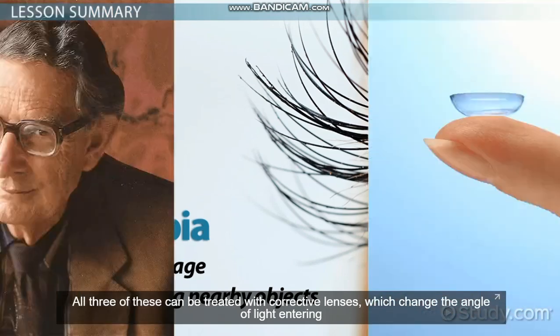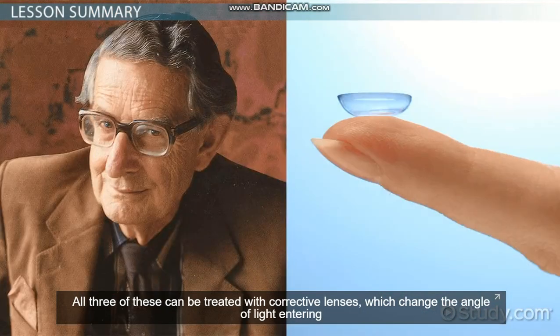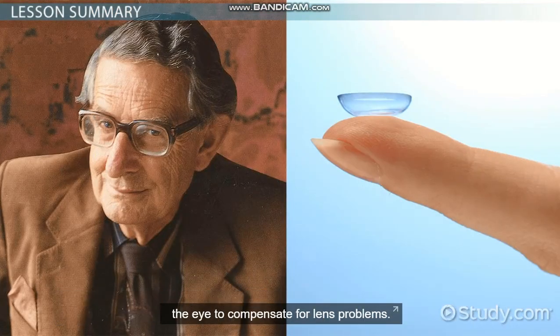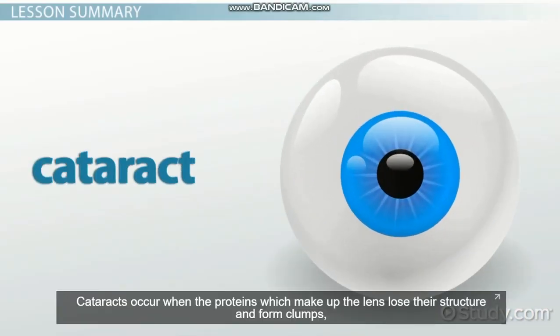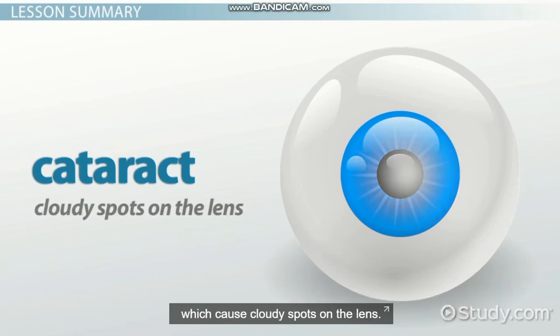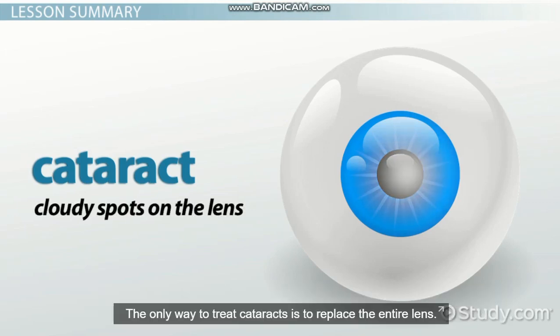All three of these can be treated with corrective lenses, which change the angle of light entering the eye to compensate for lens problems. Cataracts occur when proteins which make up the lens lose their structure and form clumps, which cause cloudy spots on the lens. The only way to treat cataracts is to replace the entire lens.